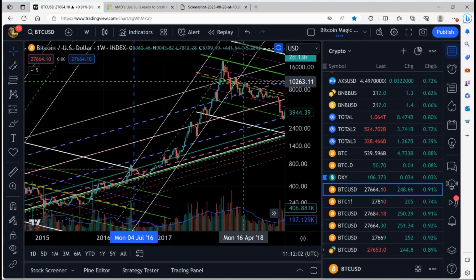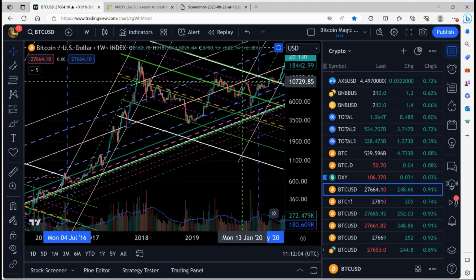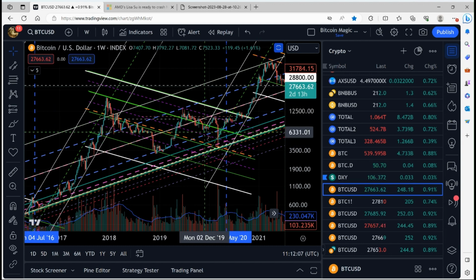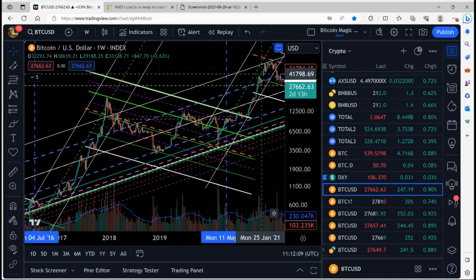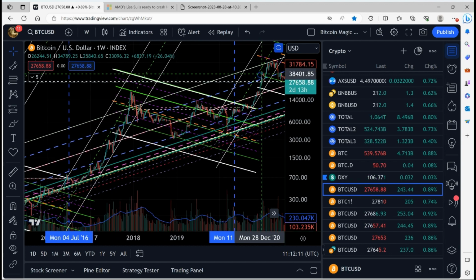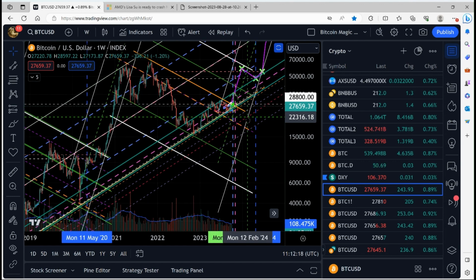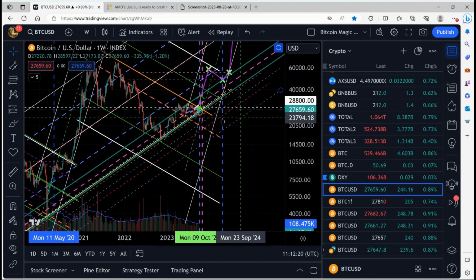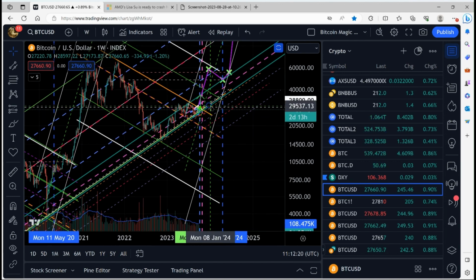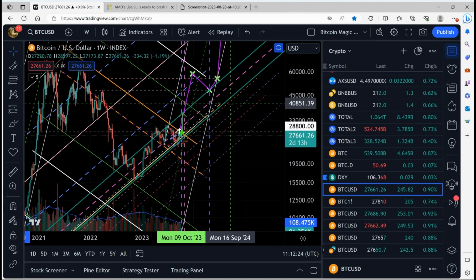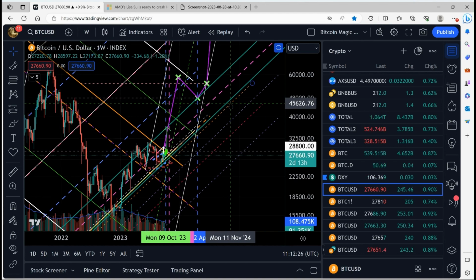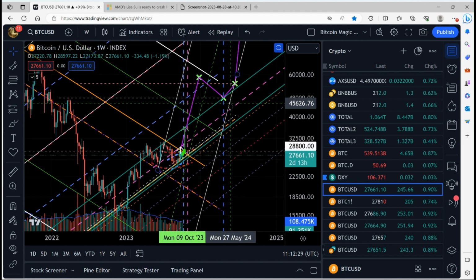I got to zoom out so you can see it clearly. There we go. We're in our bull flag, and then we do our bull run right here in the bottom of that ascending channel. And then another bull flag pattern. And where are we at right now? We're about to enter the bottom of that ascending parallel channel right here.